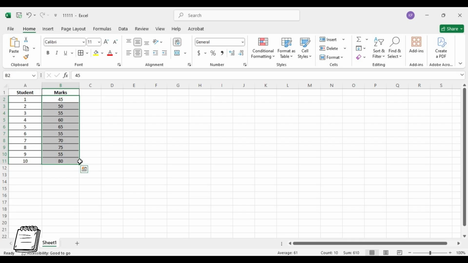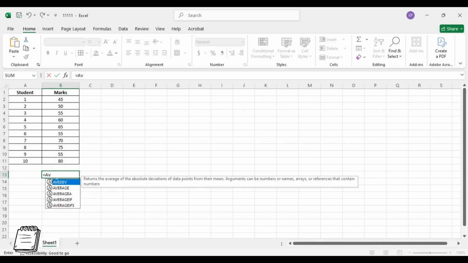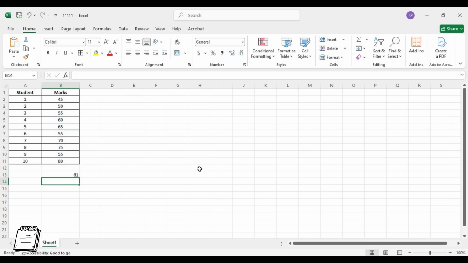Let's calculate the average. So equal to, then to calculate the mean, write AVERAGE. From this list select average by double clicking, and then select a range from student 1 to 10, then close the bracket. So the average is 61. So the mean value of all this ungrouped data is 61.